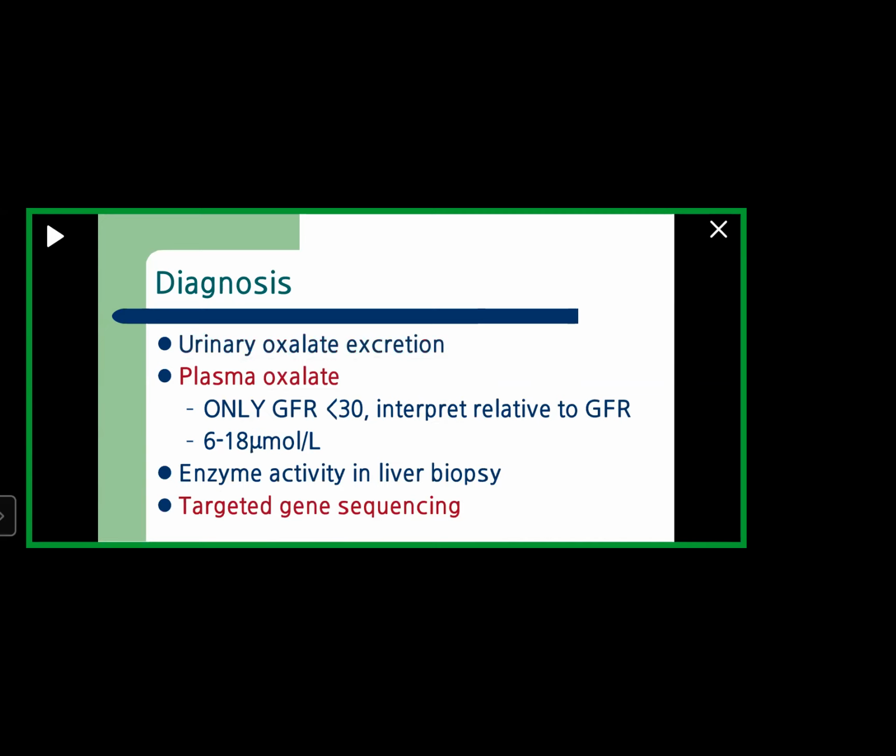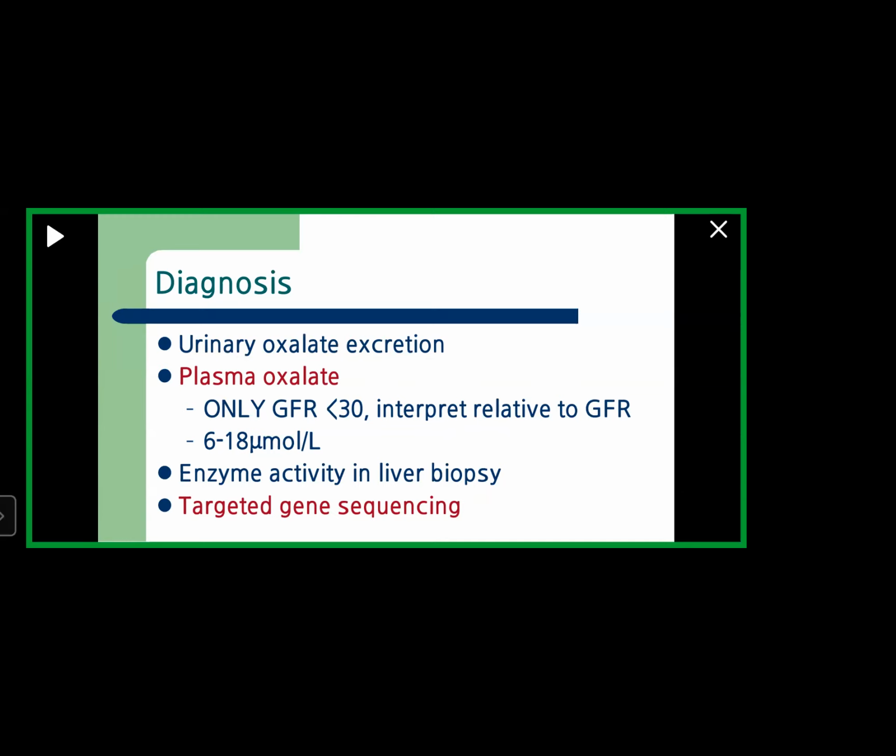The second thing we might do is measure plasma oxalate. A word of caution, plasma oxalate has no value if the GFR is above 30, because when the kidney is functioning reasonably well, the oxalate is going to be excreted in urine and plasma levels might not be elevated. The second issue is that plasma oxalate needs to be interpreted relative to GFR because severe renal impairment in patients without hyperoxaluria can be associated with somewhat elevated plasma oxalate levels.